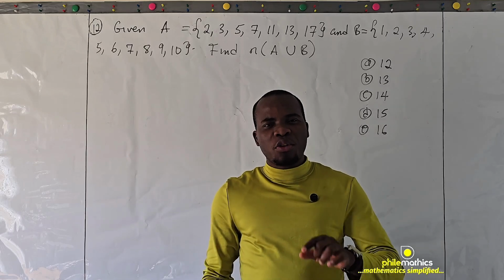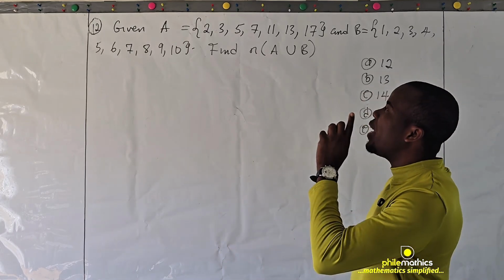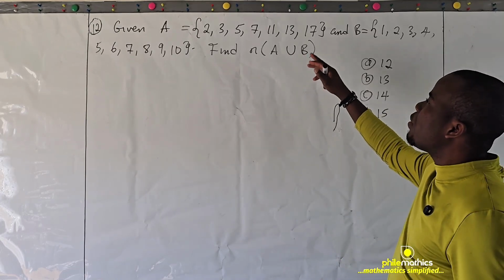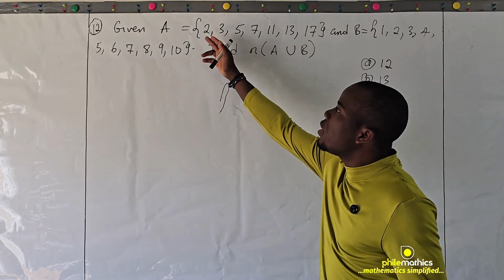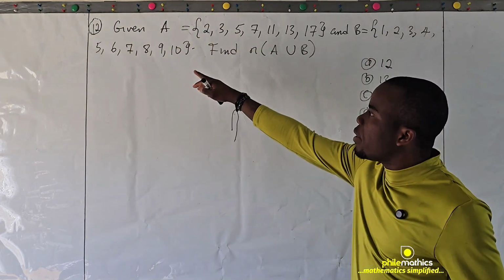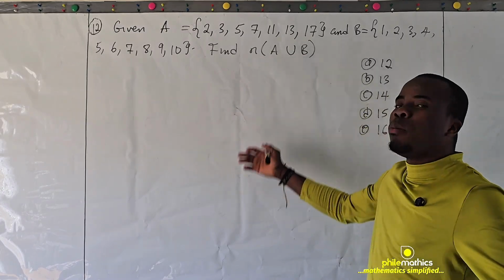The 12th question of NECO 2025 is on set theory. It says, given A as 2, 3, 5, 7, 11, 13, 17. Obviously, these are prime numbers. And B as 1 to 10. Find the cardinality of A union B.